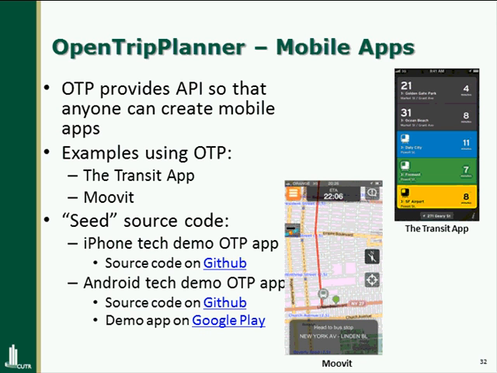So Move It's a little different as well from other applications, in that it uses crowdsourced data. So each phone of users turns into an AVL solution, so it can tell where buses are. And then there's other source code out there. If you want to create a new mobile app, there's some iPhone and Android source code that you could use to seed new applications.